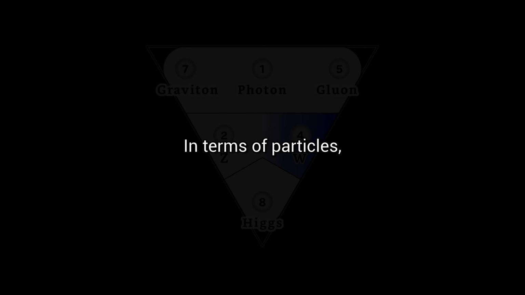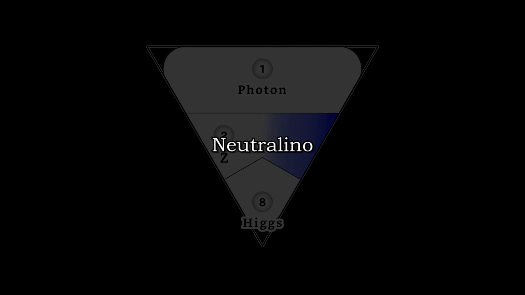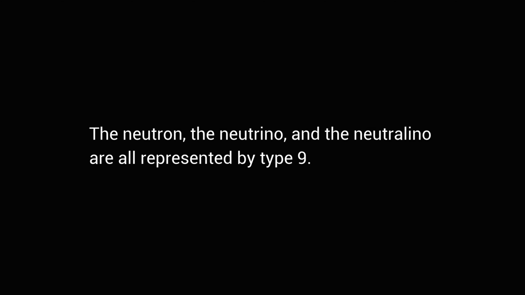In terms of particles, these three types are represented by the photon, the Z boson, and the Higgs boson. Then, the supersymmetric partners of these three particles are superposed to create a new type of supersymmetric particle, which is called the neutralino. With that said, surprisingly, the neutralino is considered to be the primary candidate for dark matter. The neutralino is so named because of its neutrality of electric charge as well as color charge. Type 9 is the archetype of neutrality. The neutron, the neutrino, and the neutralino are all represented by type 9.